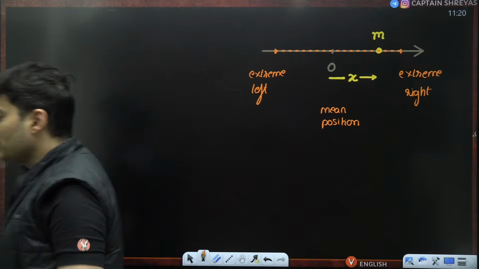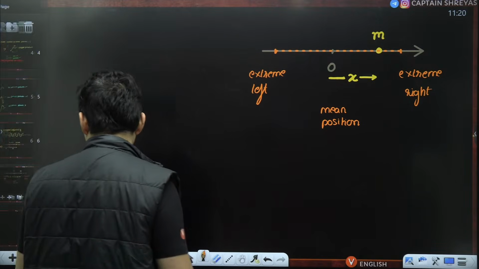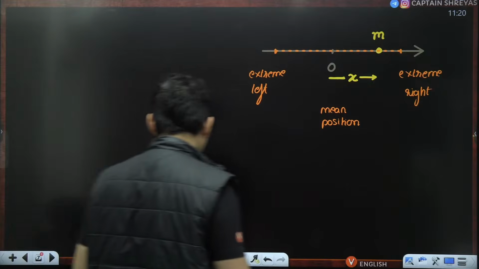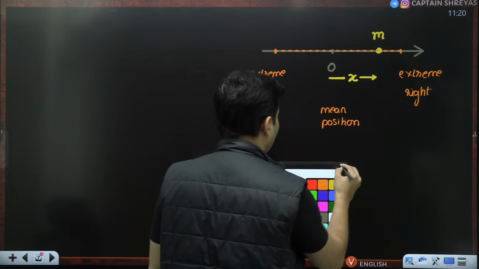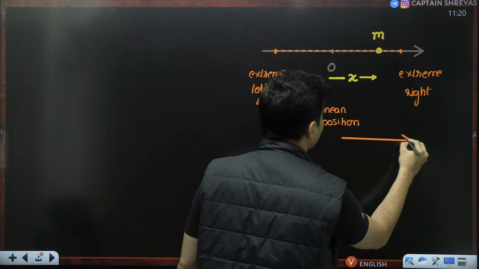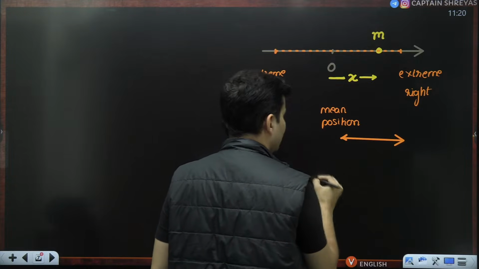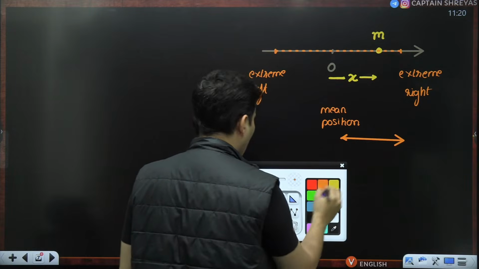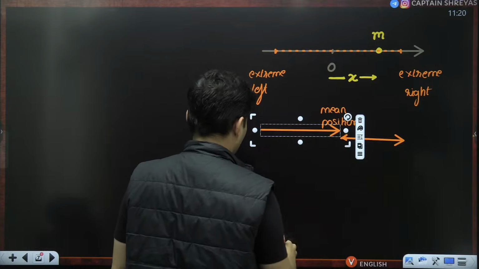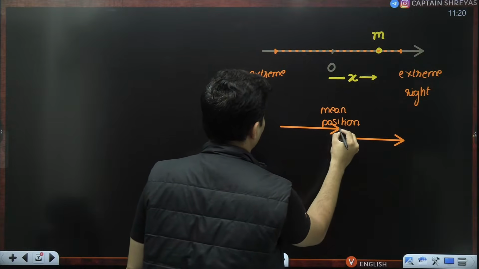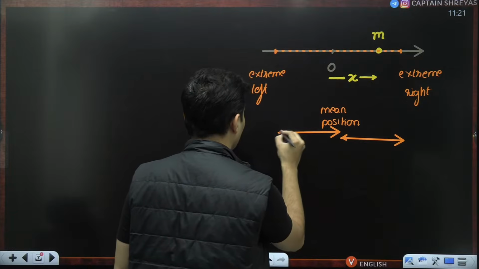Usually the origin is chosen as the average or the mean position. Correct. Now having said this, what then is this? From the mean to the extreme right, or from the extreme left to the mean position. What do you think this is basically going to be called?